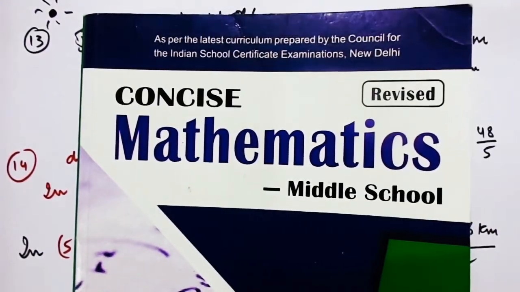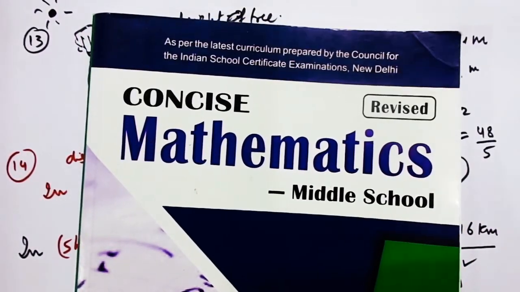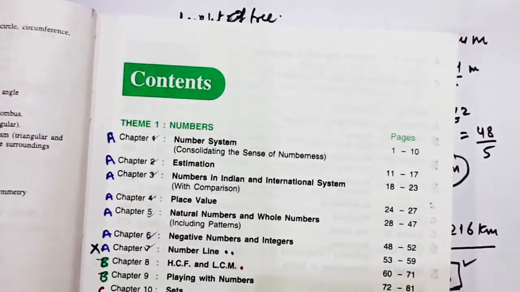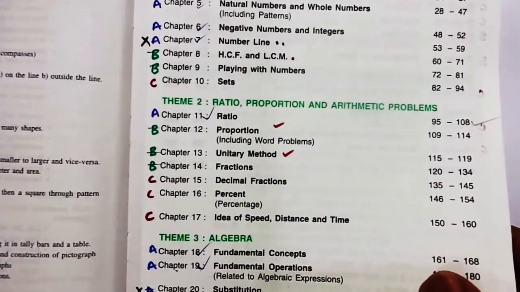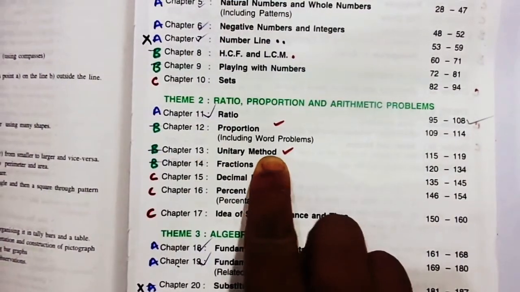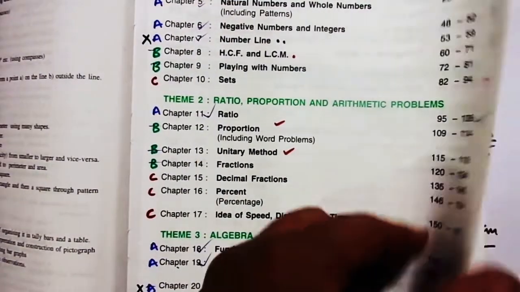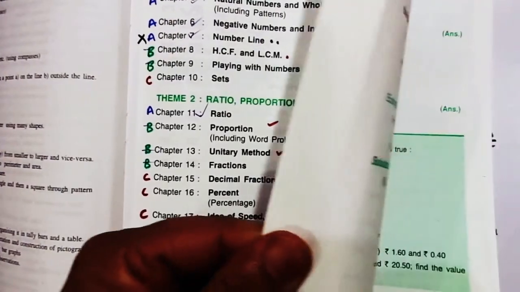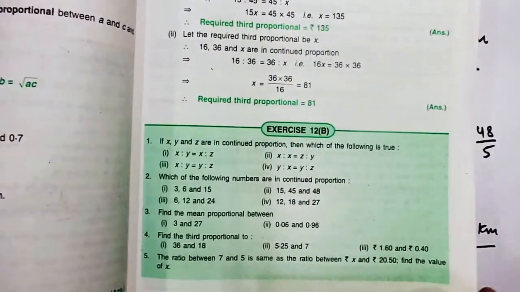So today we shall be starting unitary method. Where is unitary method? Unitary method is here, Chapter 13, page 115. And in this 115, what do we find?